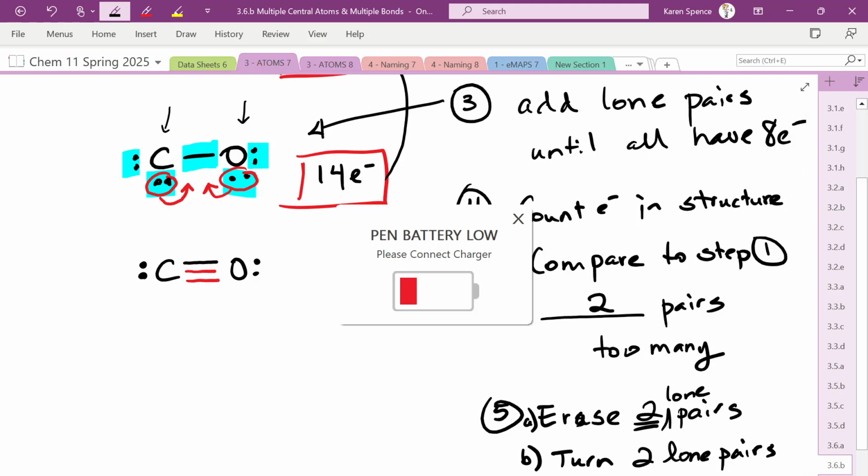Do you want to try SO2, which caused so many problems when you tried to do it by cramming things together? Yeah, why don't we try SO2?